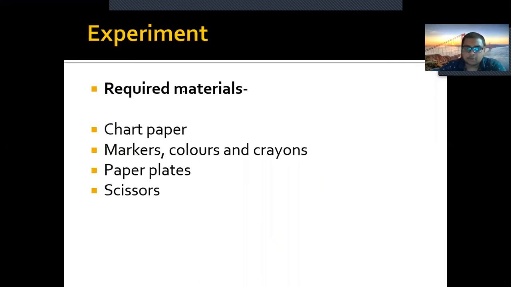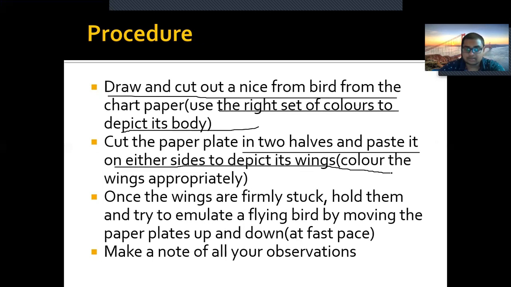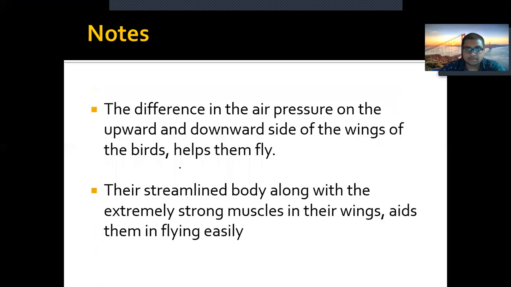So there's an experiment for all of you. You require chart paper, markers, colors, crayons, paper plates, and scissors. Draw and cut out a nice form of a bird from the chart paper. Use the right sets of colors to depict its body. Cut the paper plate in two halves and paste them on either side to depict its wings. Once the wings are firmly stuck, hold them and try to emulate a flying bird by moving the paper plates up and down at a fast pace. Make a note of all of your observations.